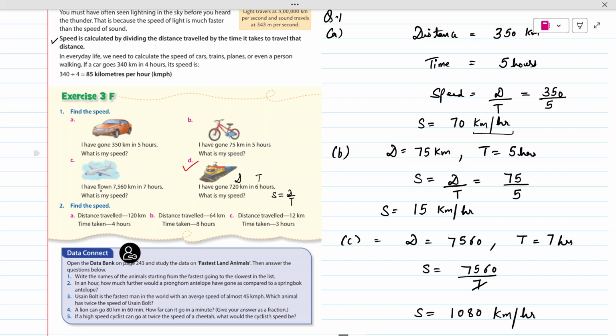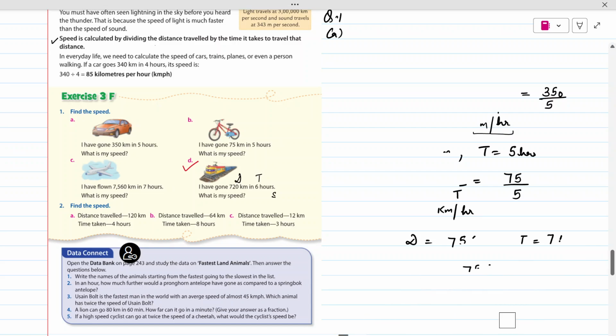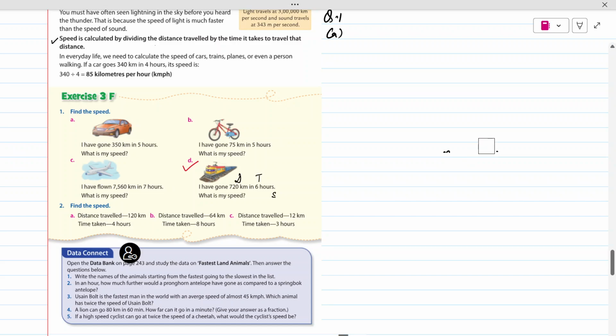Now coming to question number 2. For that I am erasing this part first. In question number 2 also, kids, we have to find the speed in all the 3 cases, right? So let's begin with question number 2 here.